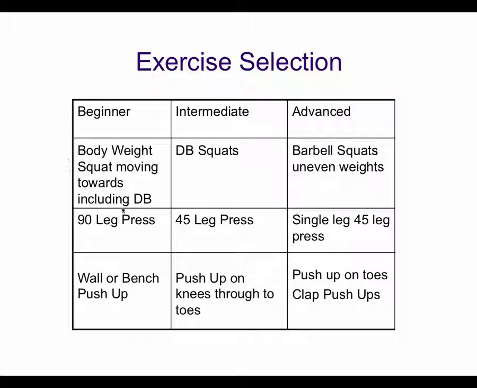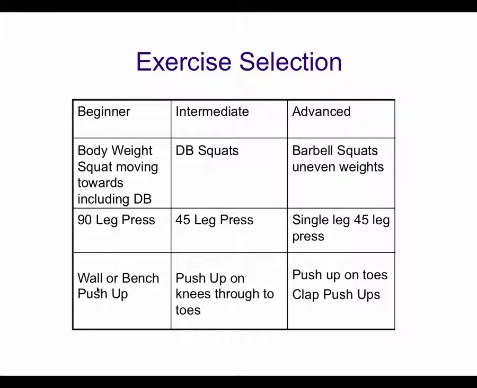We've got a body weight squat or a fitball squat, moving to a dumbbell squat, moving to a barbell squat or uneven weighted squats. You can take them from a 90-degree leg press to a 45-degree leg press to then a single leg 45-degree leg press. Again, we've got all machines here, but the stability and the stabilization and the recruitment here is much greater than in here.